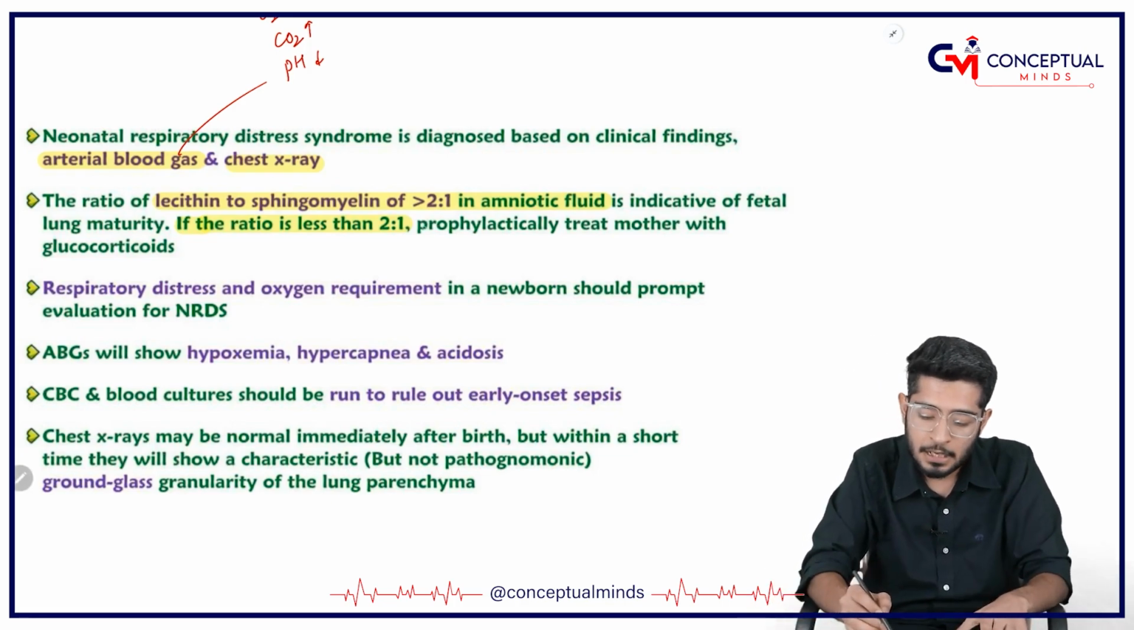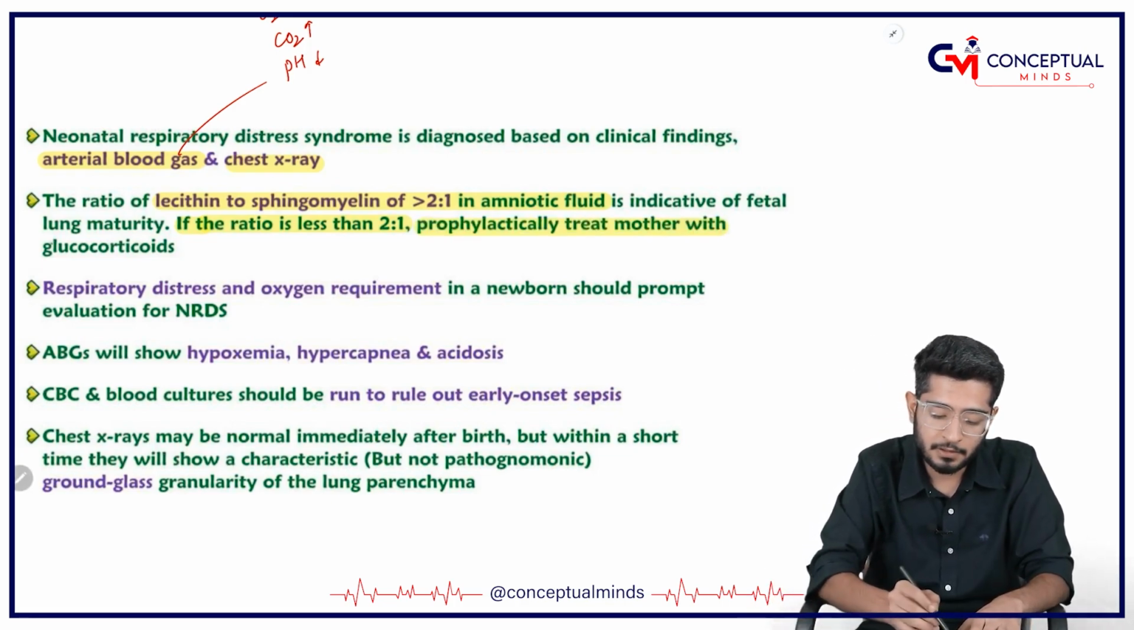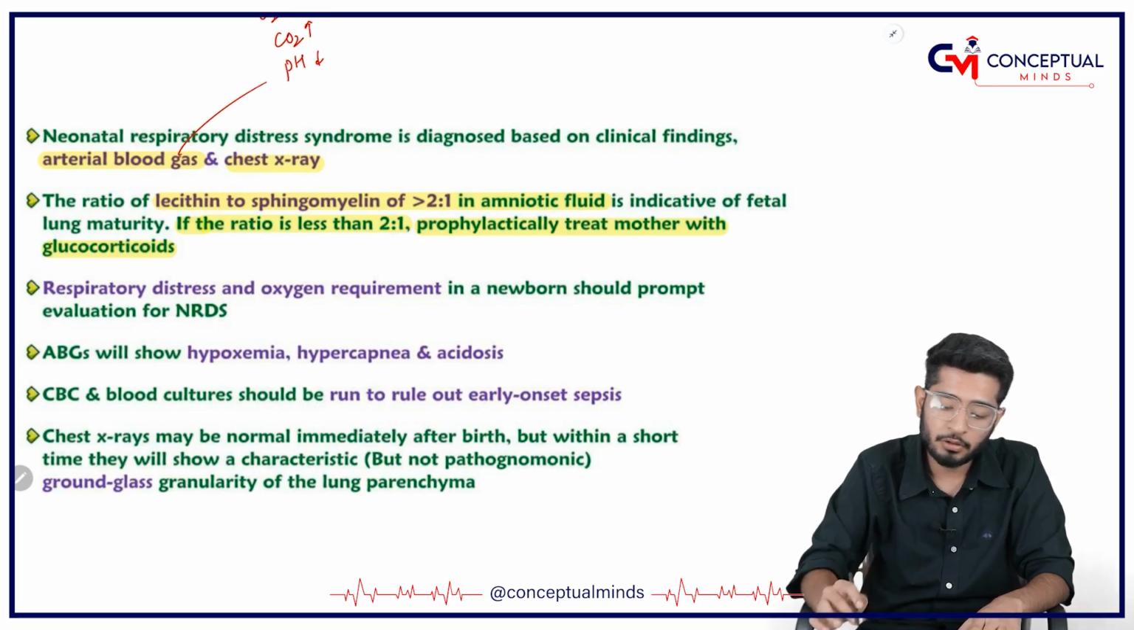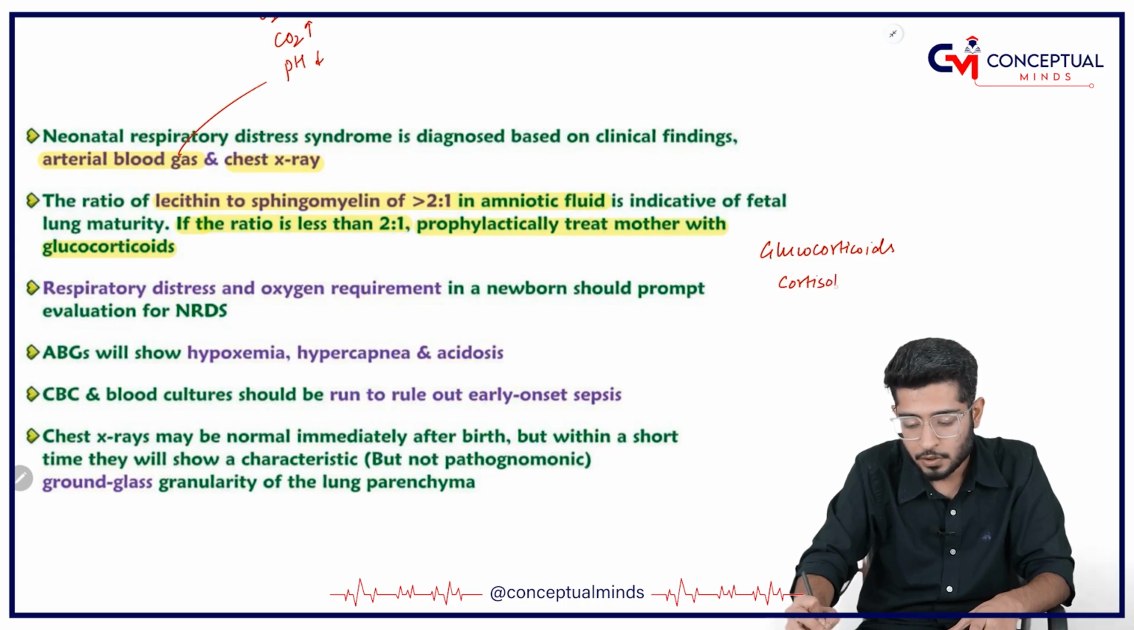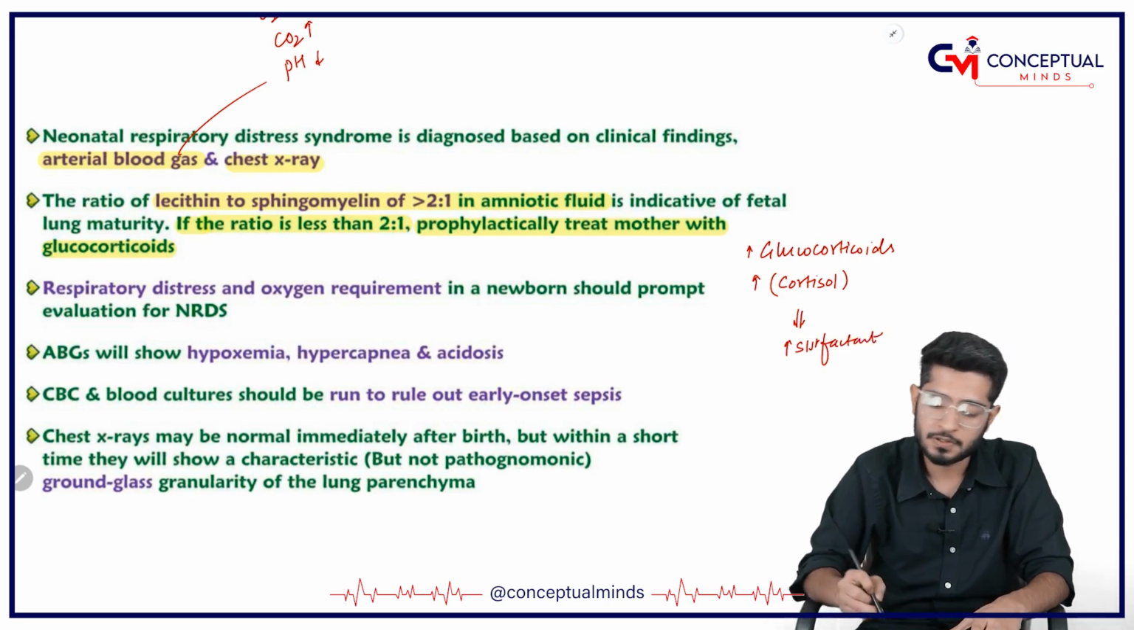But if it is less, please start the mother with the glucocorticoids, because I have told you that the more the amount of glucocorticoids, or glucocorticoids are also called as steroids, or you can say cortisol. So if there is increased amount of glucocorticoids, increased cortisol, it leads to increased amount of surfactant. So in order to increase the amount of surfactant, we give the glucocorticoids to the mother.